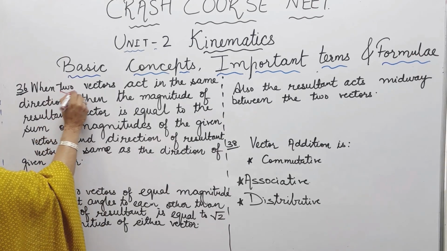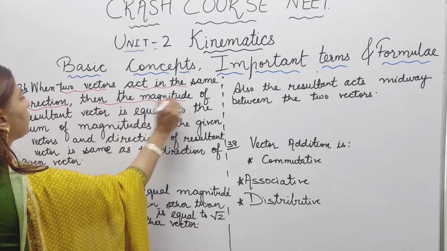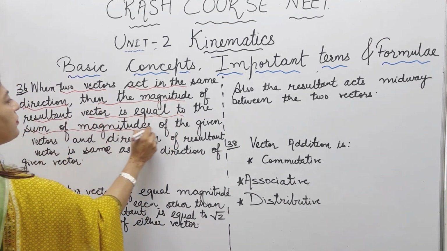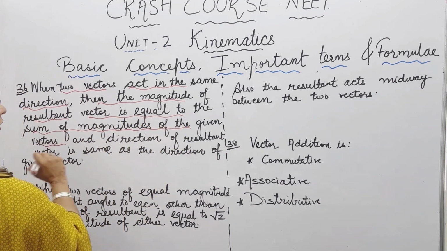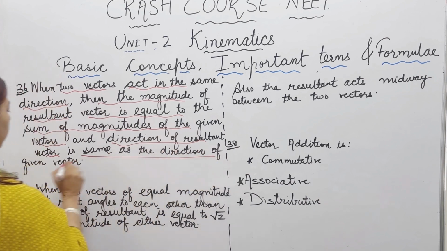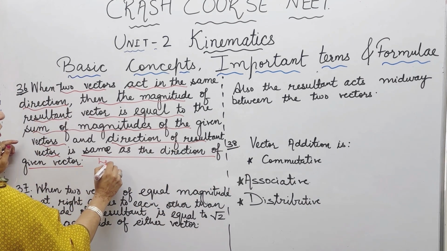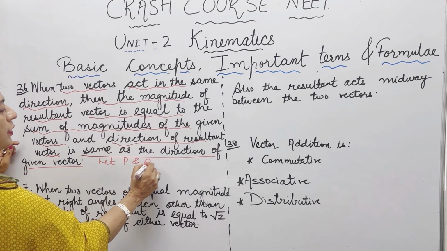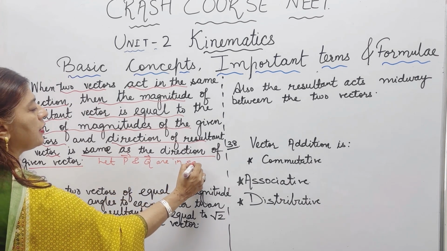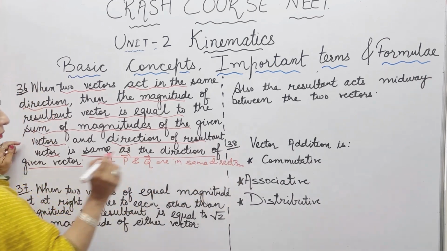When two vectors act in the same direction, then the magnitude of the resultant vector is equal to the sum of the magnitudes of the given vectors, and the direction of the resultant vector is the same as the direction of the given vectors. What does it mean? Let P and Q be two vectors in the same direction. Same direction means the angle between them is 0.